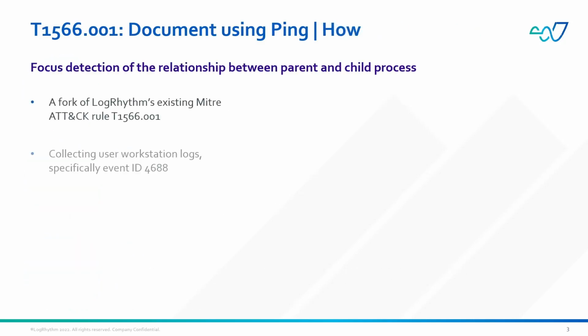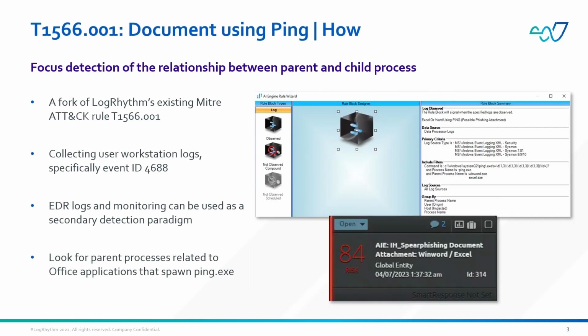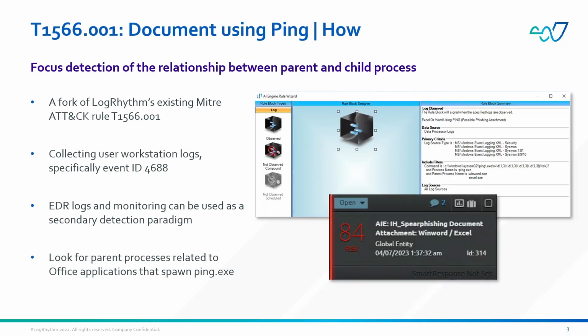The use case we're using to detect this unusual use of ping.exe requires user workstation logs, particularly Microsoft Security Event ID 4688 with command line information or Microsoft Sysmon logs. These logs provide information on creating new processes on a system which can be used to identify malicious process activity. The rule created is a fork of the existing spear phishing MITRE rule tuned to look specifically for ping.exe usage within a Word or Excel parent process.